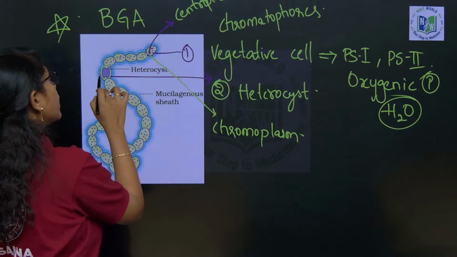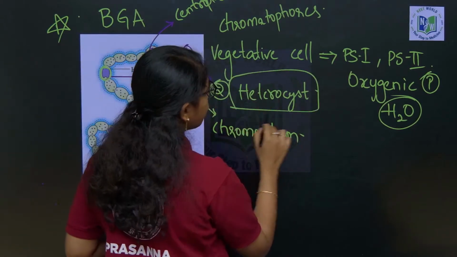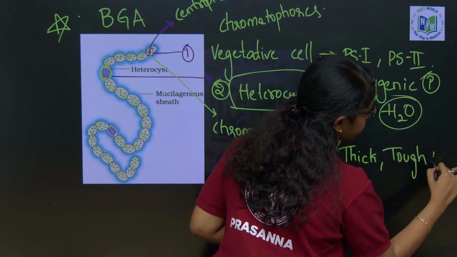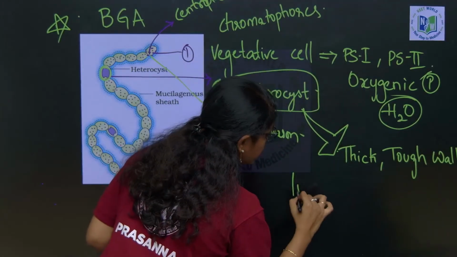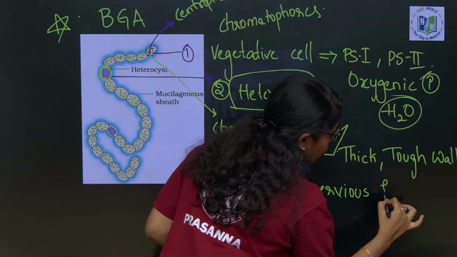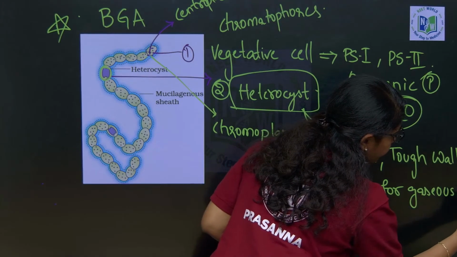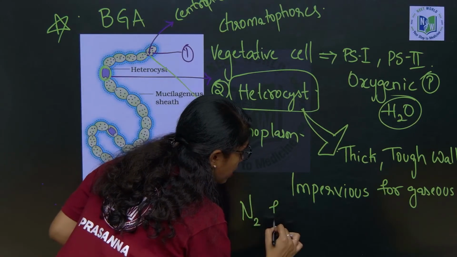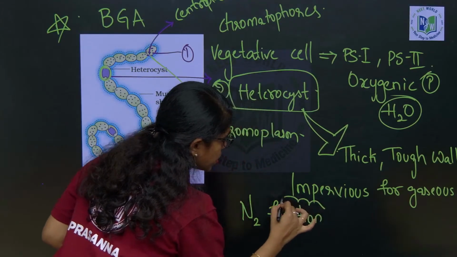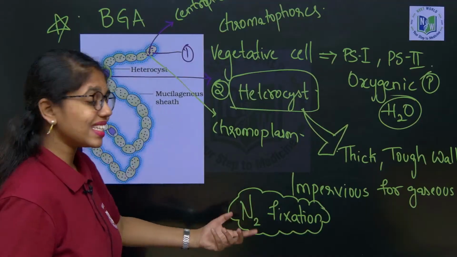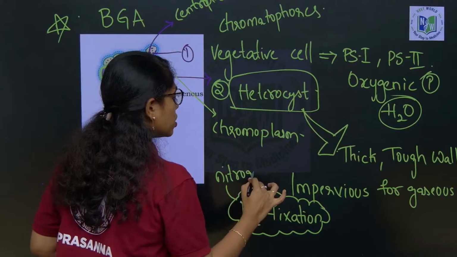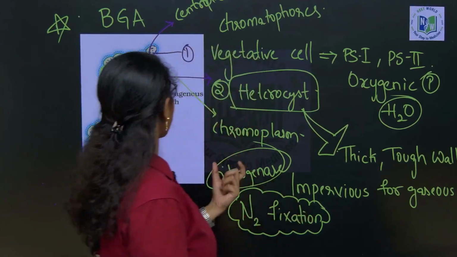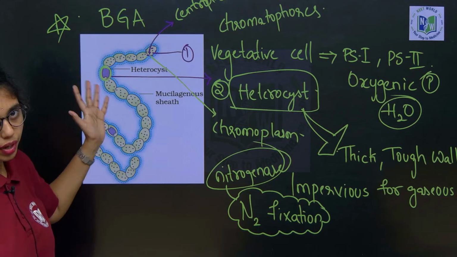And the second type of cell, heterocyst, is thick and tough walled, impervious for gaseous exchange. Because these cells conduct only one activity, that is nitrogen fixation. Nitrogen fixation is done by the enzyme nitrogenase. This nitrogenase will be inactive in the presence of oxygen. That is why the walls of heterocyst are very thick and impervious for gaseous exchange.